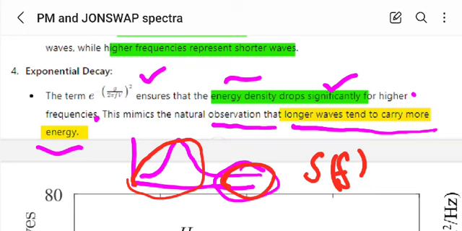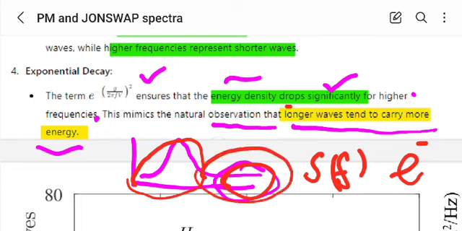To account for this, there is a term e power minus g by 2 pi. This exponential decay ensures that energy density drops significantly for higher frequencies. These are the higher frequencies. Here it drops significantly.